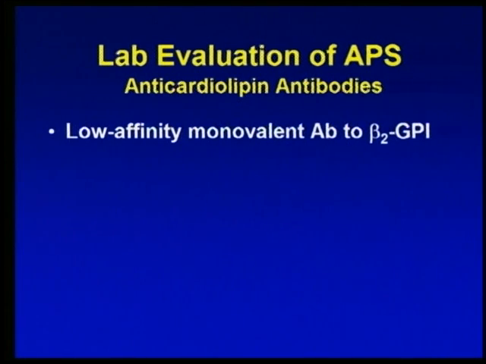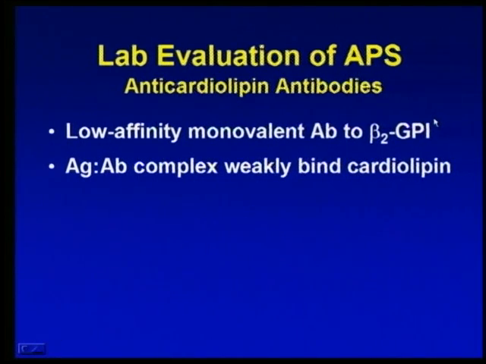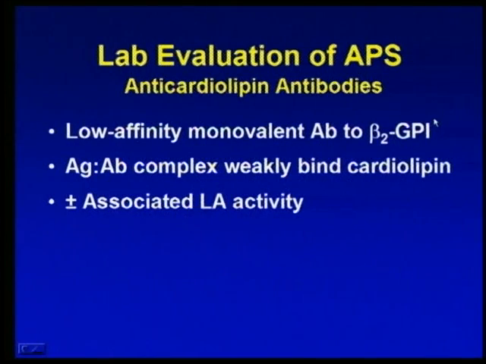And it's low affinity monovalent antibodies against beta-2-glycoprotein 1 that in complex now weakly bind to cardiolipin in solution. These antibodies may or may not have lupus anticoagulant activity in the phospholipid-dependent clotting-based assays. And I'll show you some data in terms of how frequently they do so-called cross-react or not.